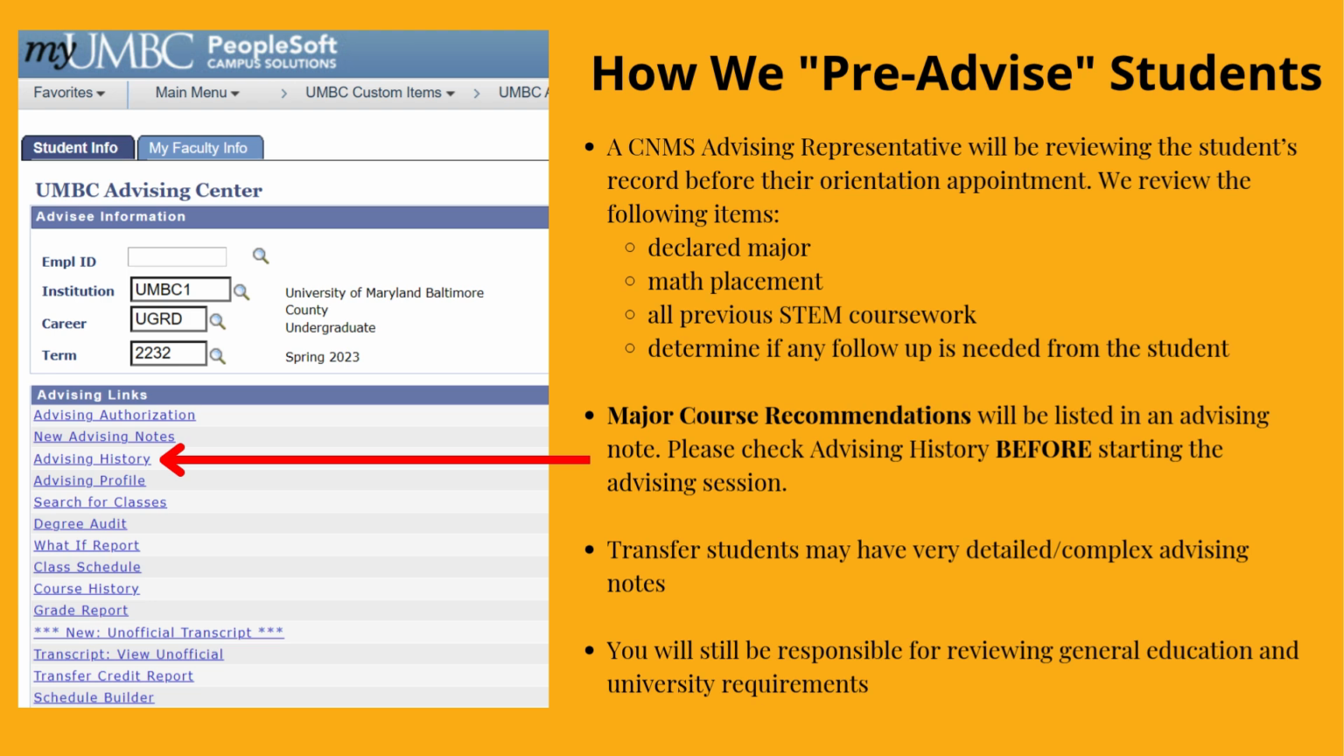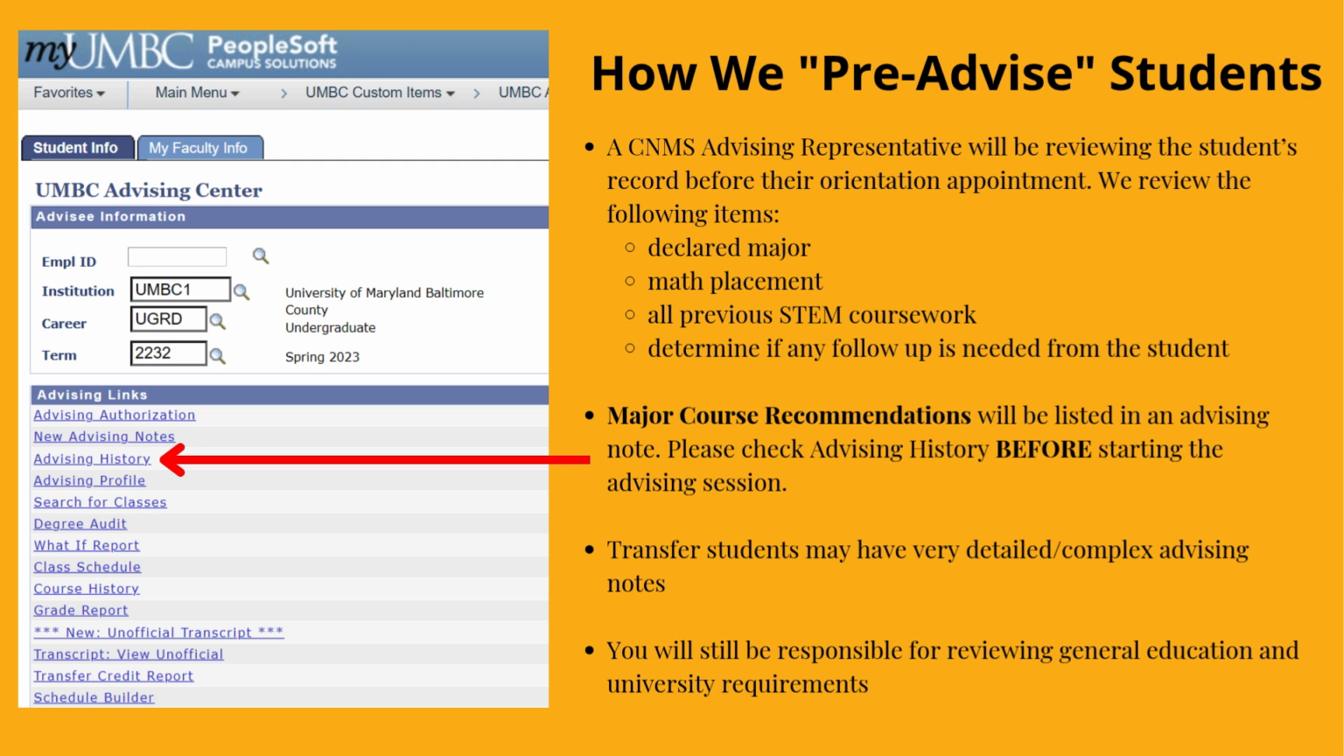Now we're going to discuss how we pre-advise students. A CNMS advising representative will be reviewing the student's record before their orientation appointment, and we review the following items. We look at their declared major, we look at their math placement, we look at all previous STEM coursework, and we determine if any follow-up is needed from the student.